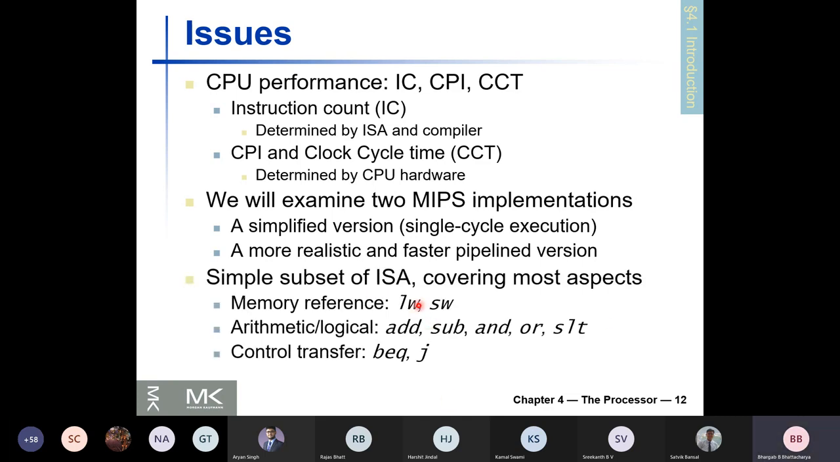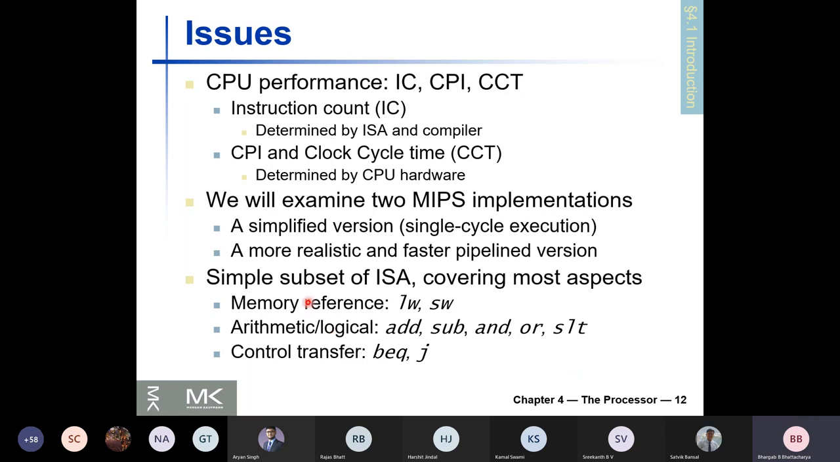And typically, what sort of instructions do we have in an assembly language? We need data transfer, like memory reference. Now, MIPS, as you know, is a load-store kind of architecture. So when you access memory, there are separate instructions like load word, store word, and so on. And we need to do some arithmetic and logical operations. So we will consider some basic operations like add, subtraction, logical AND, OR, and set less than, SLT, and some control instructions like branch equal and jump. So this is a subset of instructions which we will consider for our implementation.